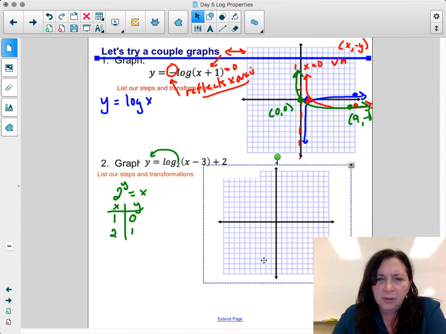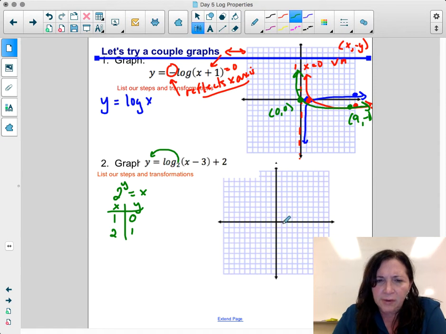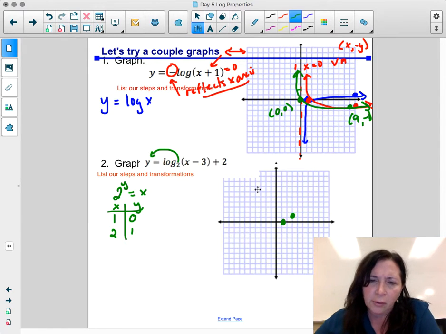And making this a little bigger, what we now have is these 2 points. We've got the point at 1, 0. And then we have the point at 2, 1. It's a logarithm, remember? So this value here.